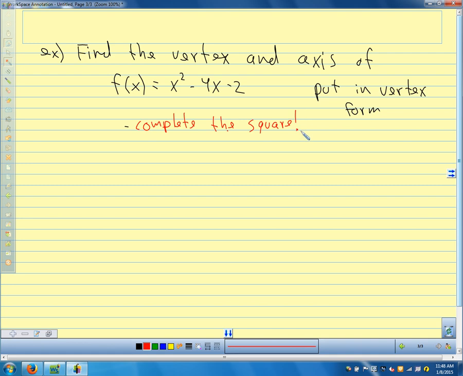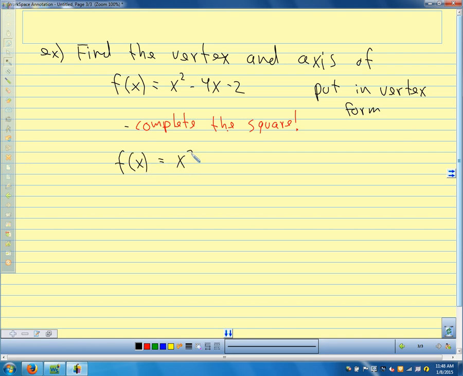Do we remember that? Completing the square? Putting our quadratic function in vertex form? Solving our quadratic function by the square root method? We need to complete the square. Yeah? Bring back vague memories. It's kind of quiet.